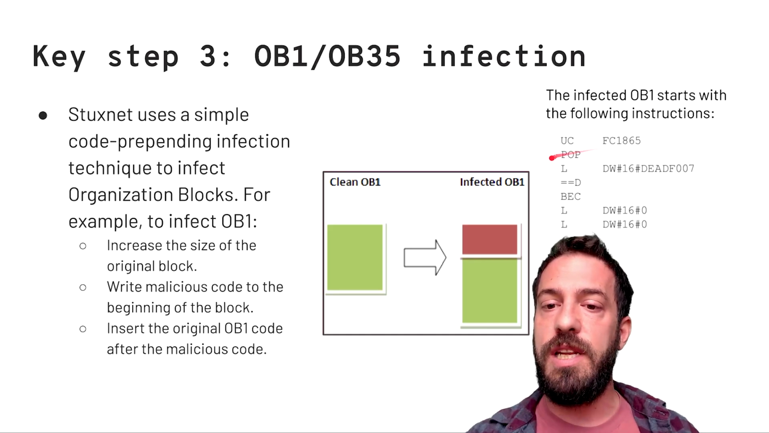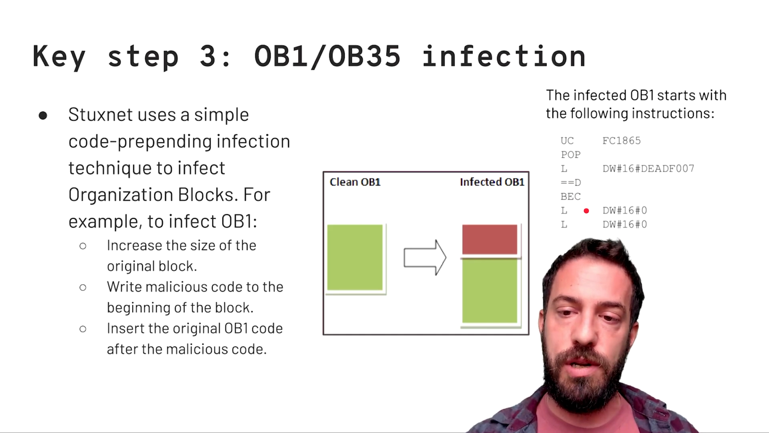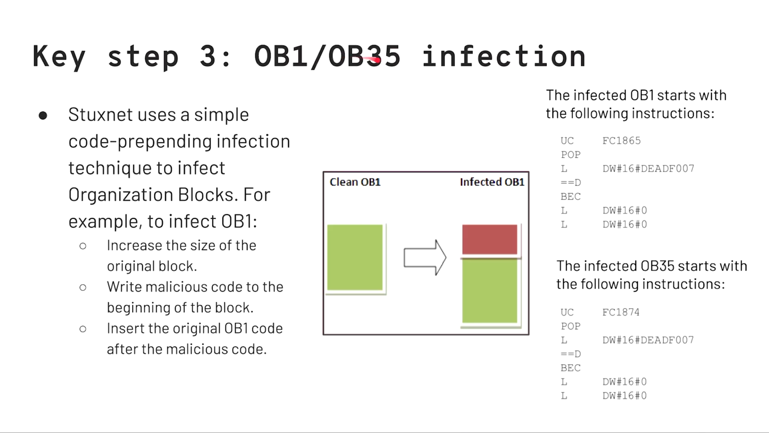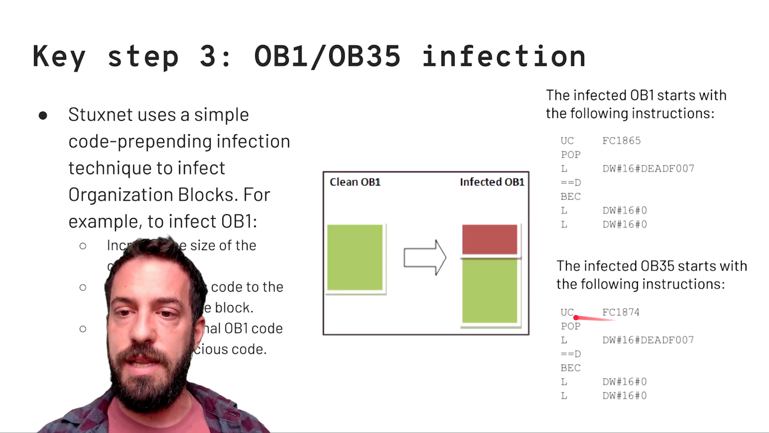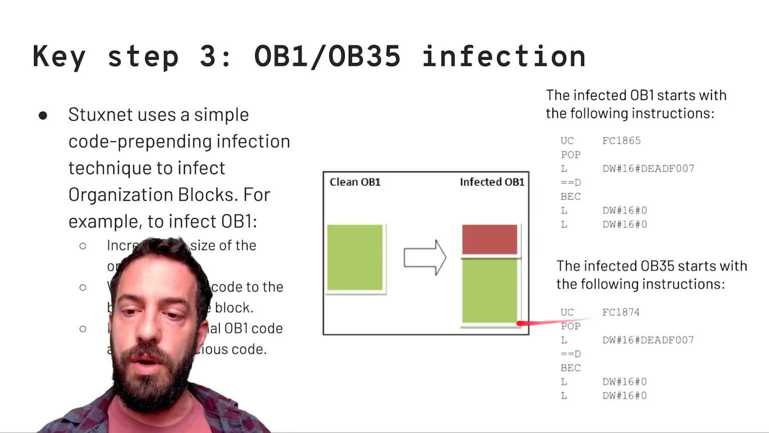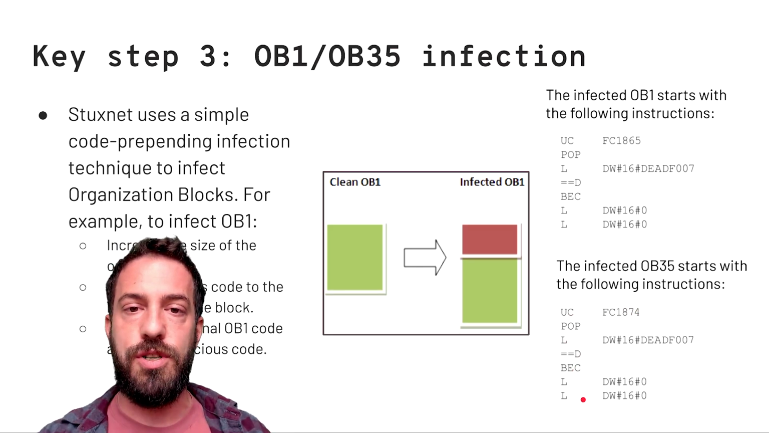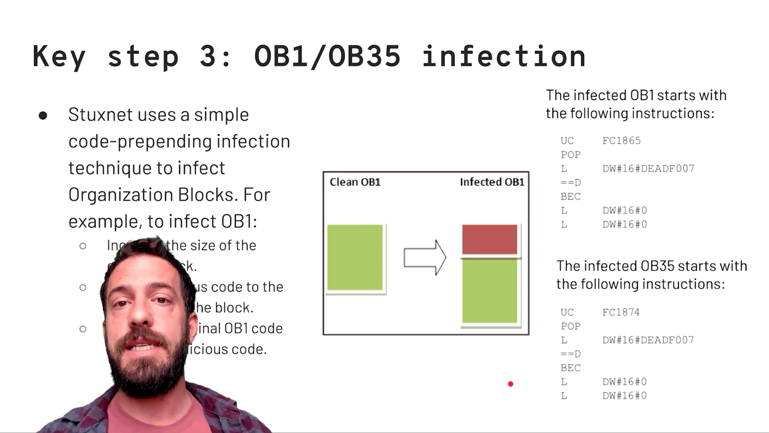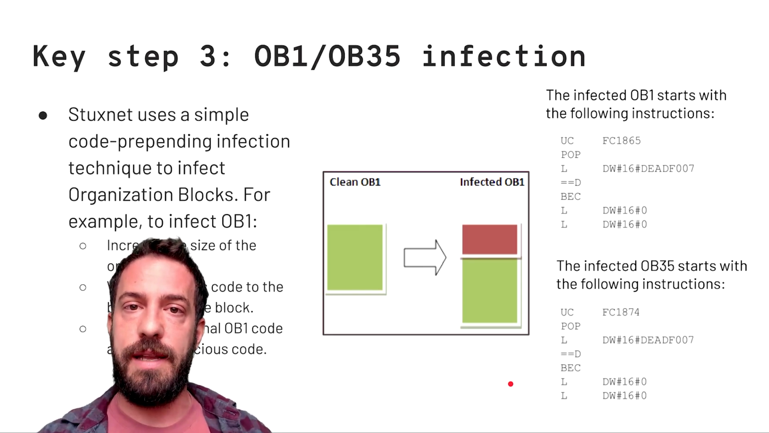So it will start with this following instruction that actually executes part of Stuxnet. And it was also infecting OB35 that acted more like a watchdog to ensure that the PLC is working properly. And it was also infecting that with different instructions, different function block that would start with those instructions shown on the screen. So these were the three key steps Stuxnet took in order to infect the PLC.